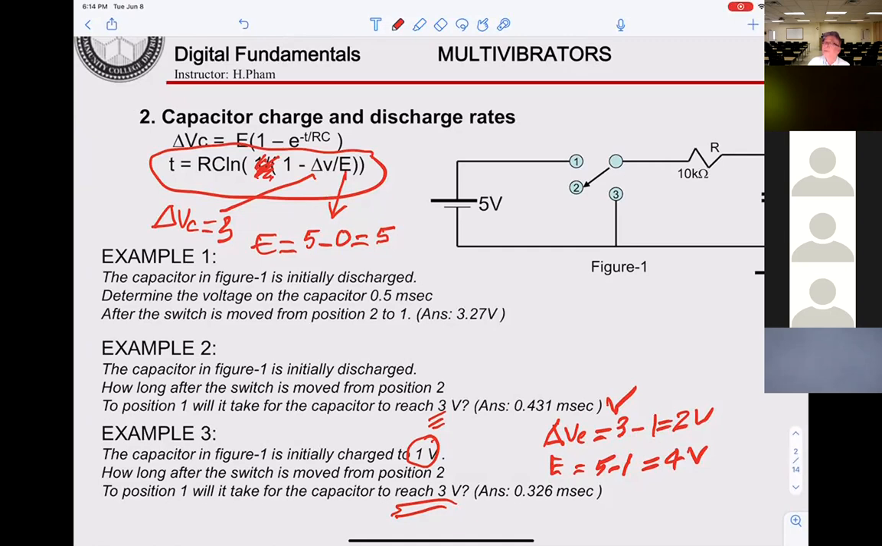You're going to have to fix this on the web too, for the handout. It's not 1 over. If you take delta VC equal to E times that bracket and put it in terms of T, then you will get 1 minus delta V over E and not 1 over that. So that formula is correct.